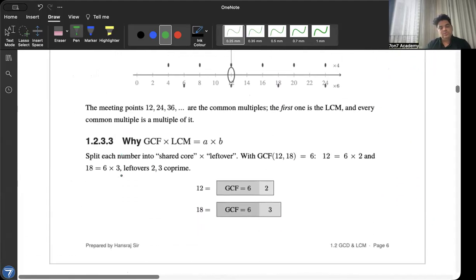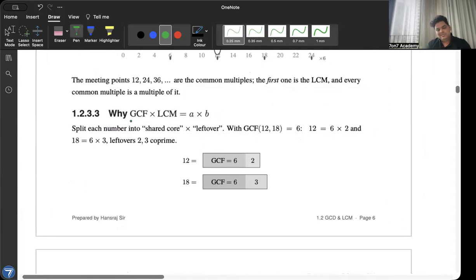Okay, this you know. So one rule you have: GCD into LCM is number one into number two. If you have two numbers, and you multiply both, and you multiply LCM and HCF, those are going to be the same.